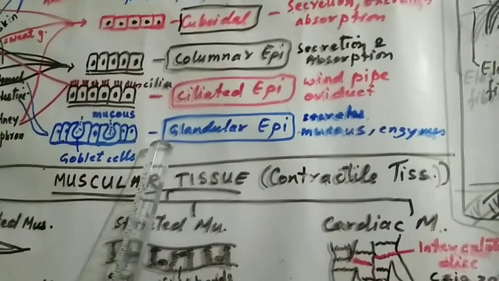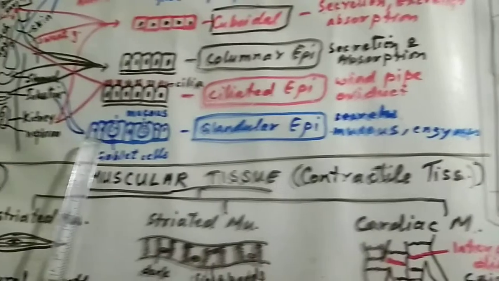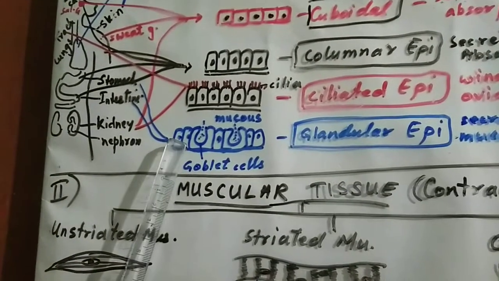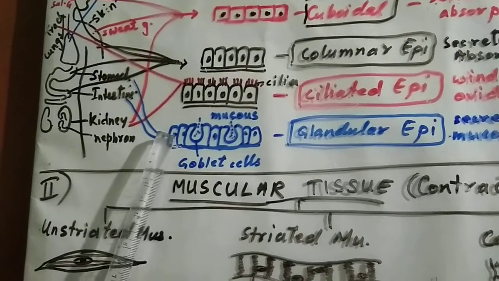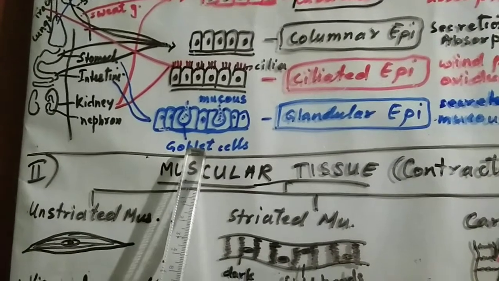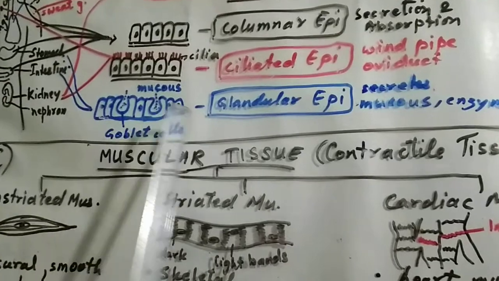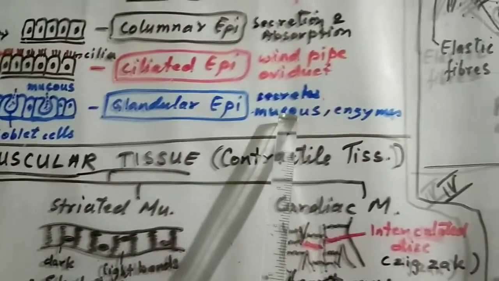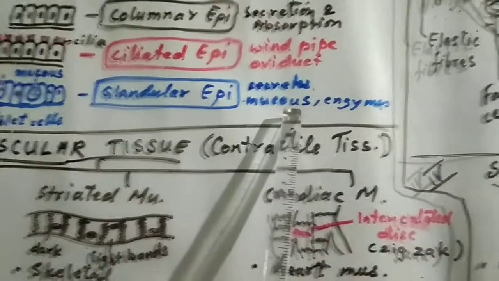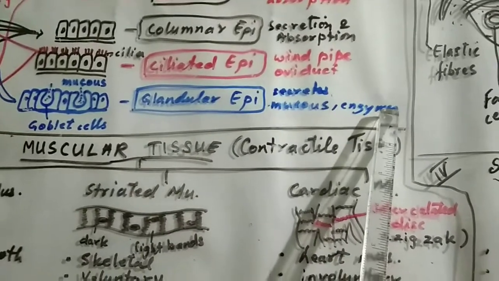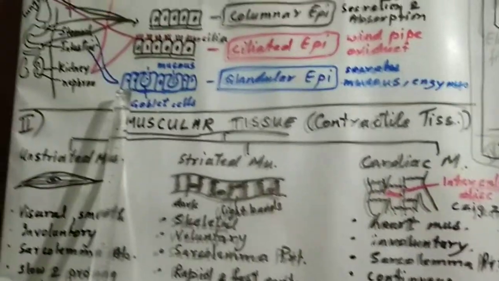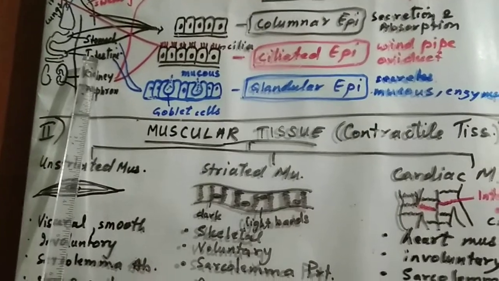The next is glandular epithelium. Gland. So the name implies that some of the cells start secreting some juices. They form glandular epithelium. Example, goblet cells. These goblet cells release mucus. So we can say the function is secretion of mucus or enzymes. And where are they located? They are located in the intestine.